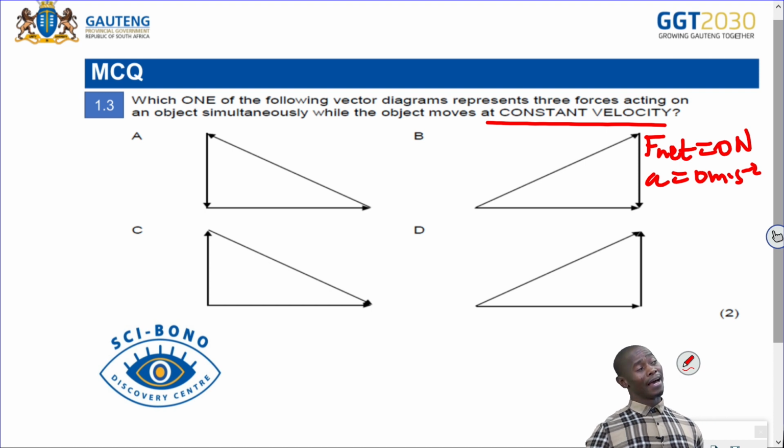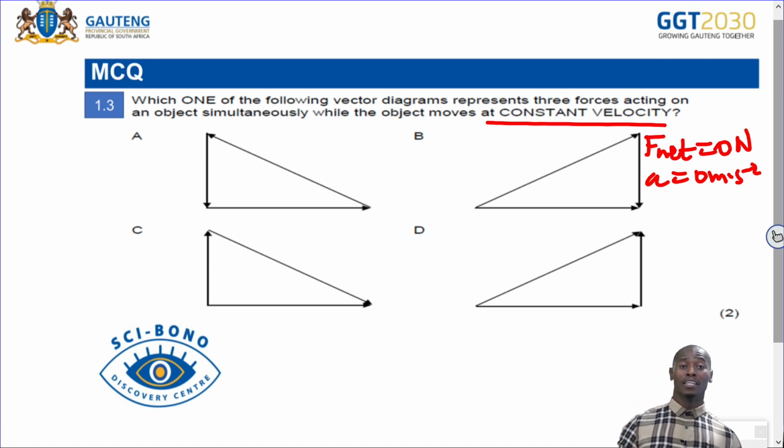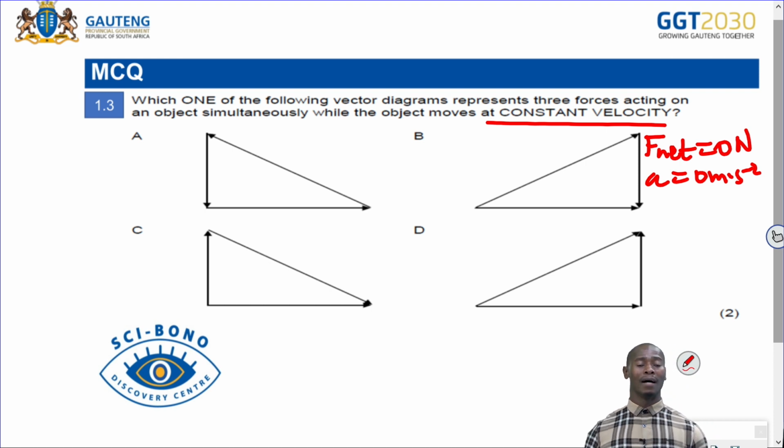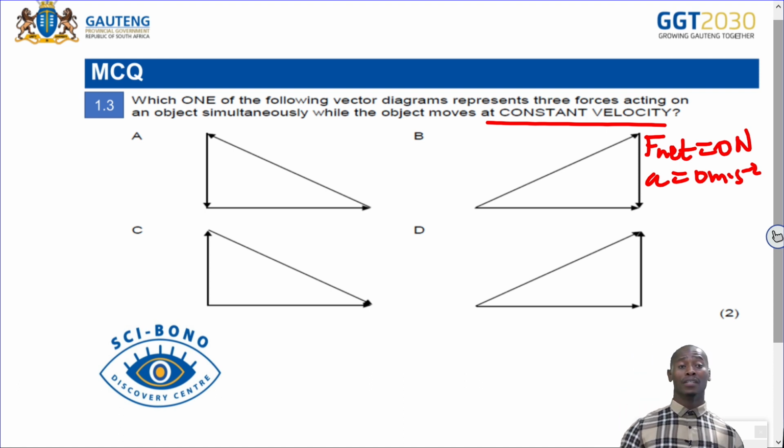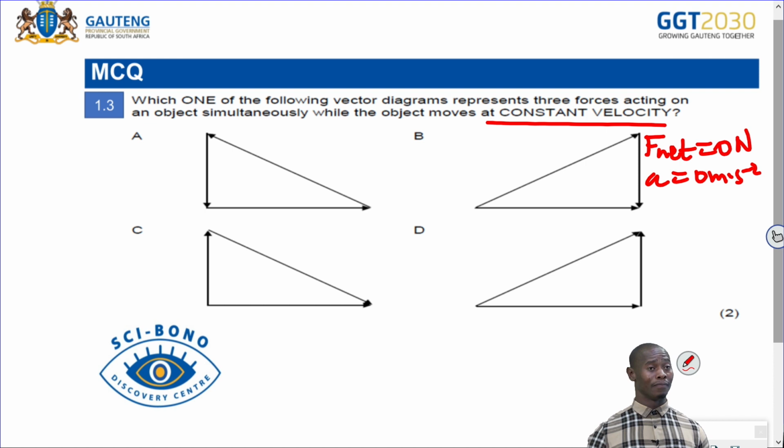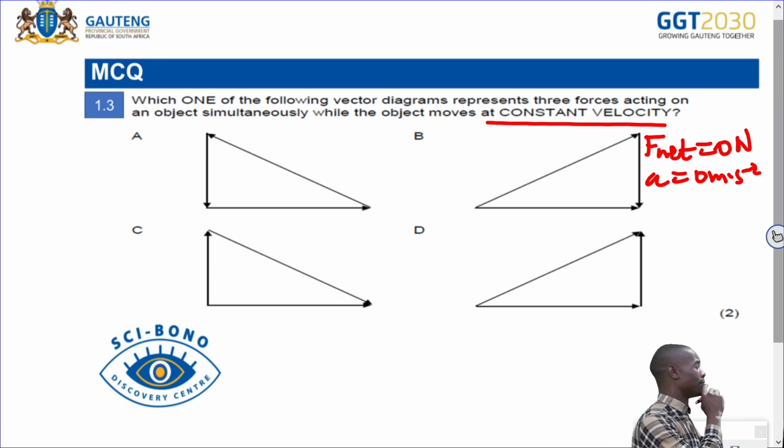So if this is an application of Newton's first law, it means that F net is equal to 0. So which vector diagram shows 0 net force? If you check here, we did talk about finding the resultant force by scale drawing, where we used the tail-to-tail method and also the tail-to-head method. So the forces here are drawn tail-to-head.